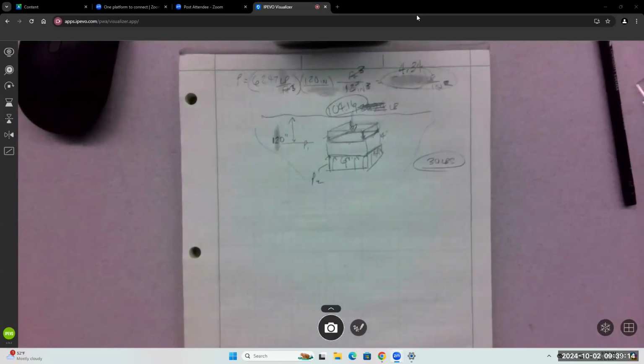I saw it too, because when we multiplied, it was going to come out to pound inches. I was just thinking ahead to this.